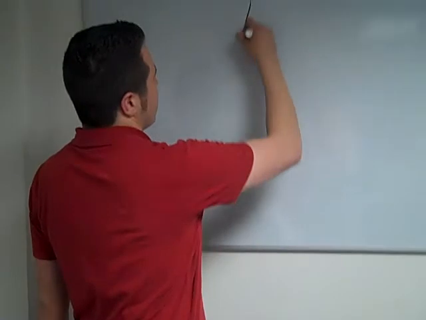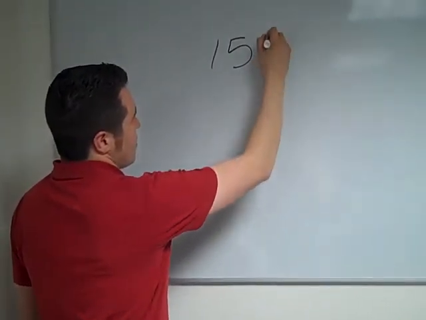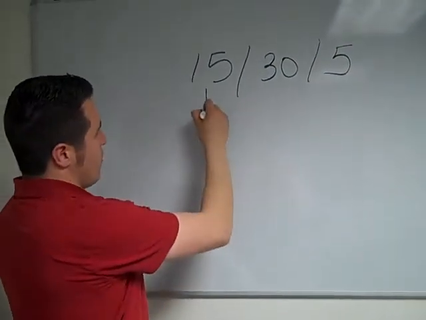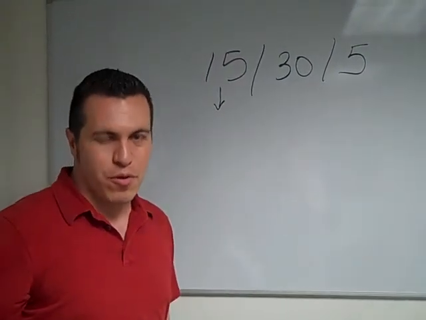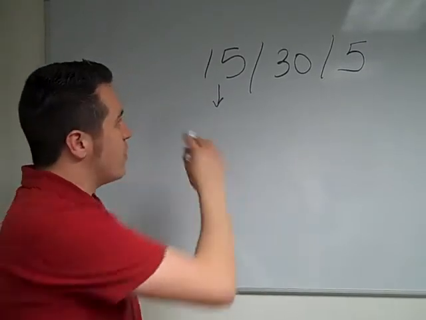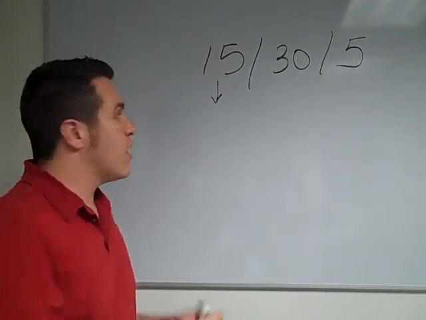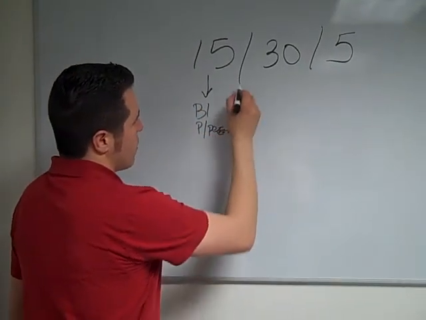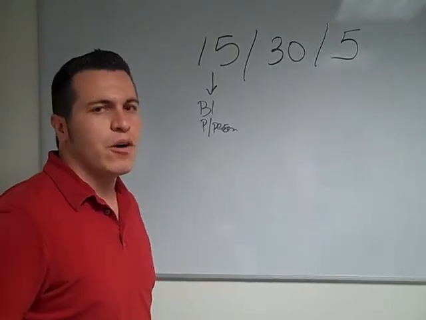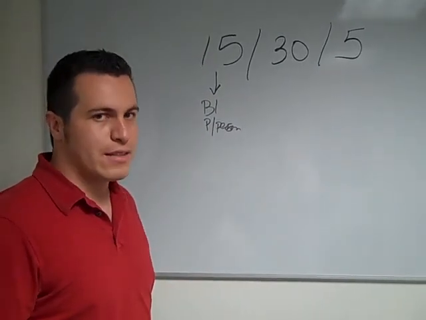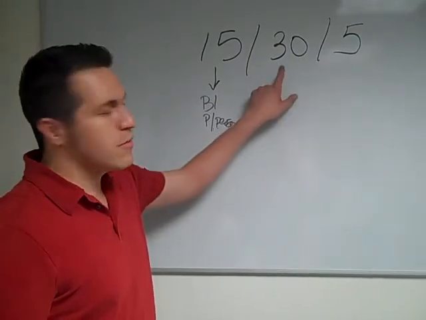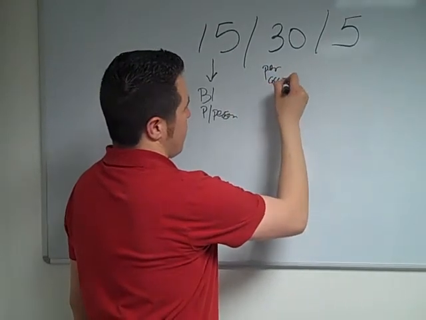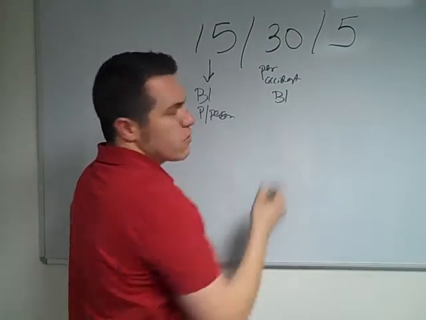So the first number we have is 15, the second number is 30, and the last number is 5. Okay. The first number is bodily injury per person. So the most the insurance policy in this case would pay would be $15,000 of bodily injury per person. Okay. The second number is maximum bodily injury per policy per accident. So in this case, our maximum payout would be $30,000 per accident of bodily injury.